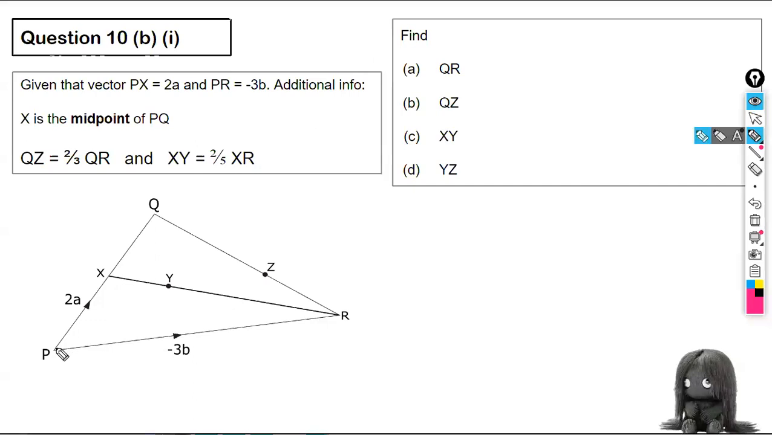Remember, they said PX is 2A. That's given in the diagram. They also set it up here. Now they said X is the midpoint, which means this distance and this distance are the same. So since X is the midpoint, from X to Q is another 2A, making the whole thing 4A, because 2A plus another 2A in that direction is positive 4A. So that's a little jump start to help you with the first part.